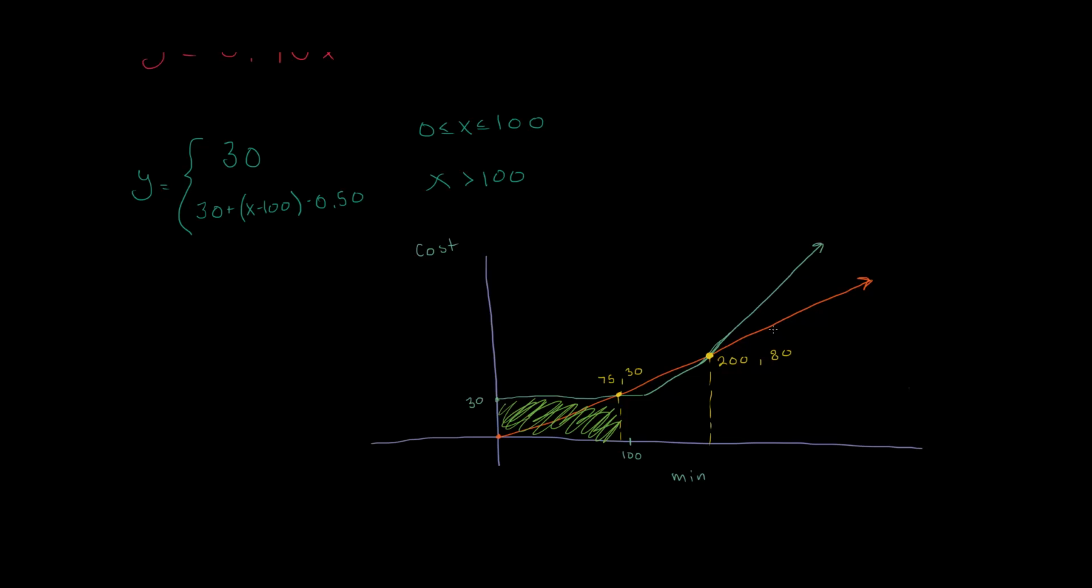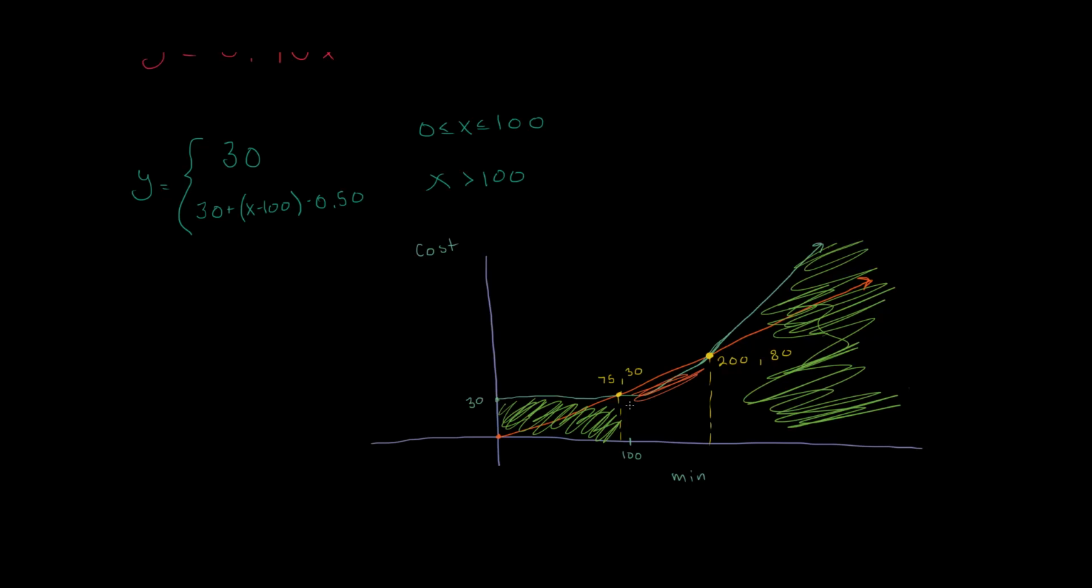And we can see the same thing for any minutes above 200, because once again, the green graph is above the red graph. So anything above 200 minutes, plan B is going to be more expensive. Well, what about here? When we're between 75 minutes and 200 minutes, though, you can see the red graph is above the green graph. So here, plan A is going to be more expensive.